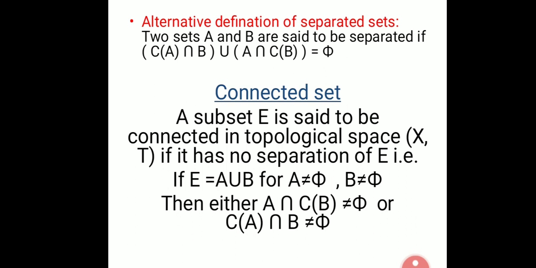That is, if E can be expressed as the union of A and B, where A and B are non-empty subsets, then either A ∩ closure of B must not be equal to φ, or the closure of A ∩ B must not be equal to φ. Then the set is called a connected set.